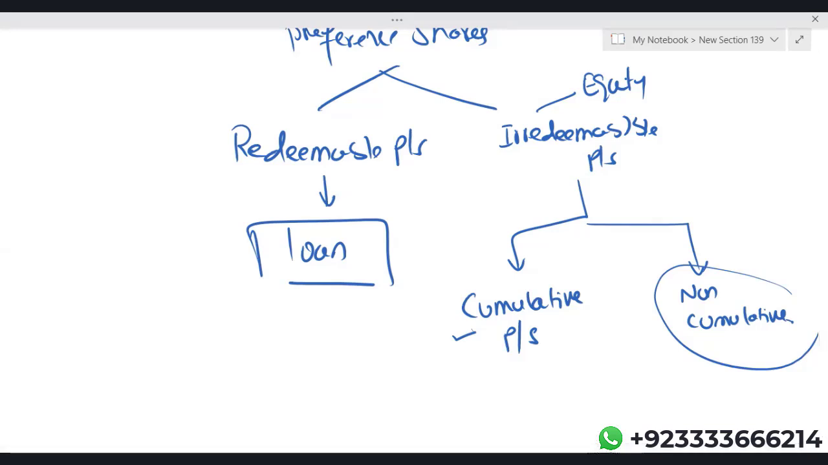Another thing, in the exam, if the examiner has just given you the preference shares and nothing is mentioned, then we always assume given preference shares are irredeemable and cumulative preference shares.